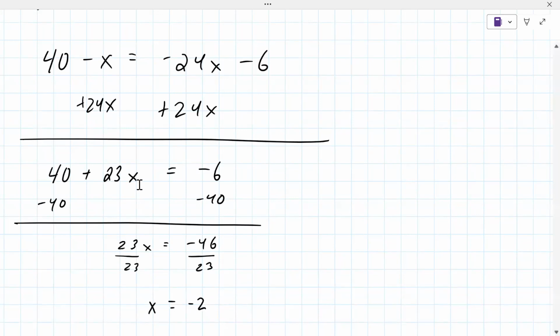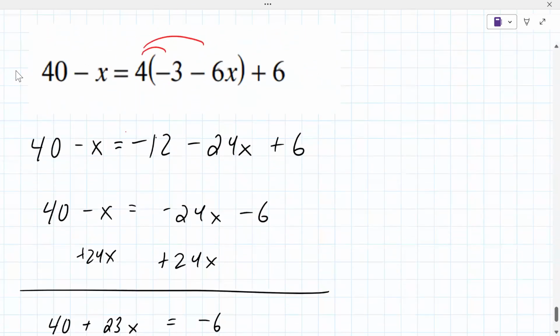But hopefully you saw from the beginning here that even though this looked really complicated, once you distribute, it's just like problems you've been doing. You got to combine like terms.